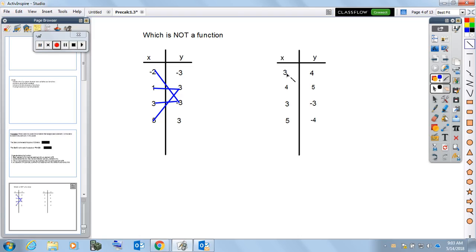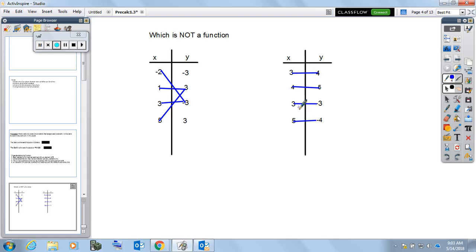Well, let's take a look here. 3 goes to 4. We'll say 4 goes to 5. But now also 3 comes over here to -3 as well. So your problem in this case lies in the fact that 3 ends up going to 4 and 3 ends up going over to -3. And so that's a problem here. We're not going to have a function that we're dealing with on the right-hand side.